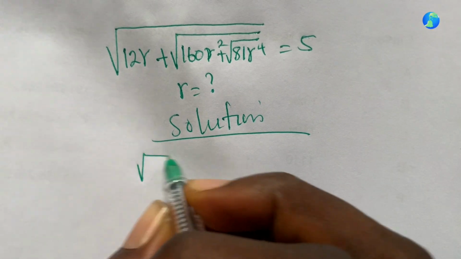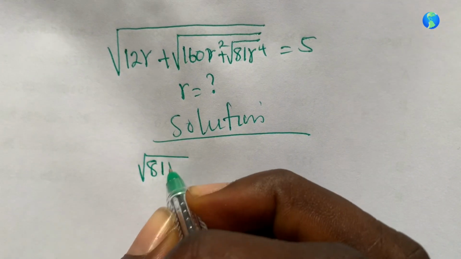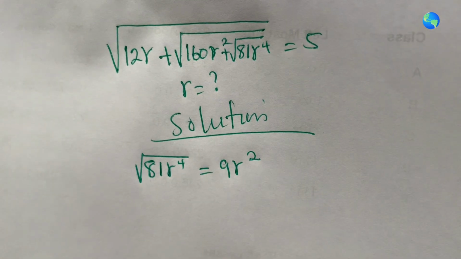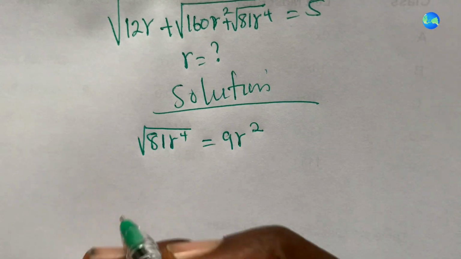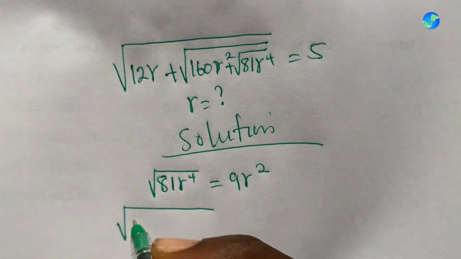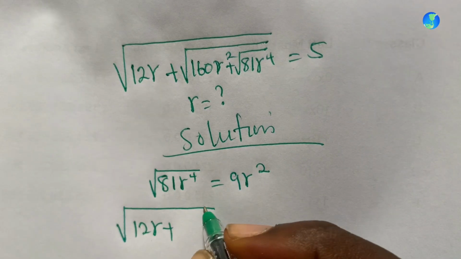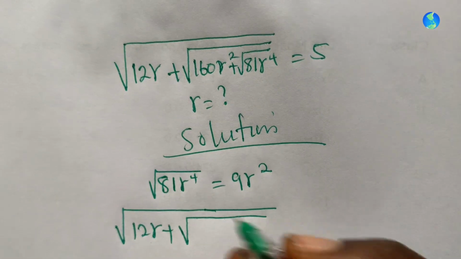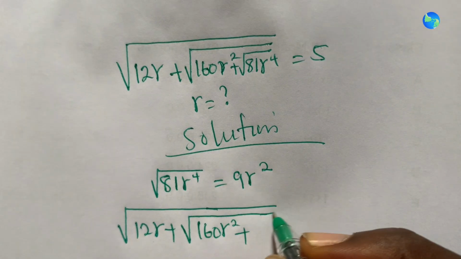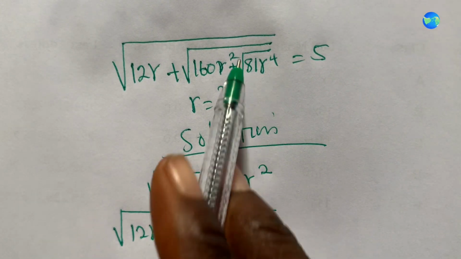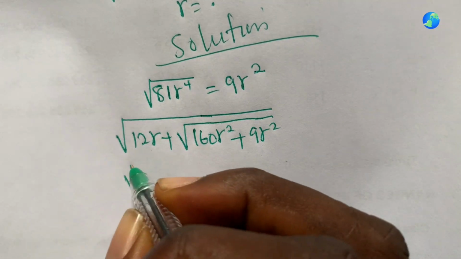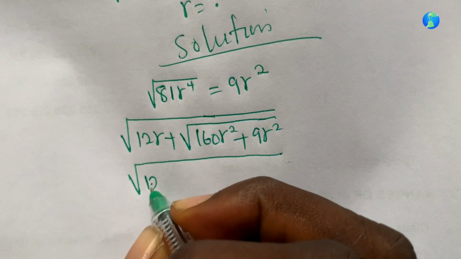For that, if we take the square root of 81r to the power 4, it is 9r squared, right? Now what we'll have left in the whole of this is the square root of 12r plus the square root of 160r squared plus 9r squared, because the inner root is no longer going to be there, right?